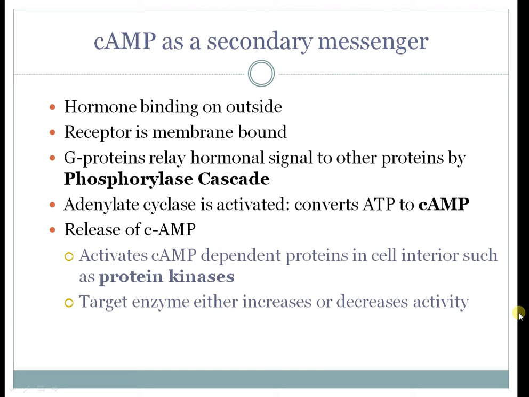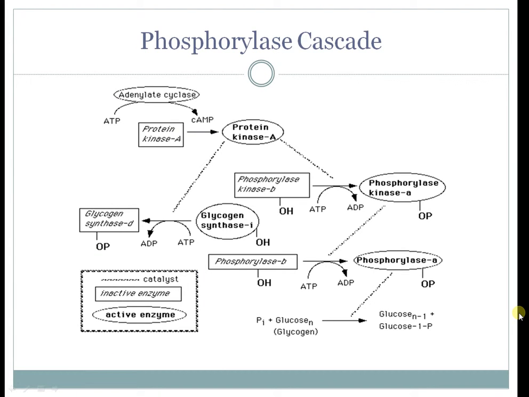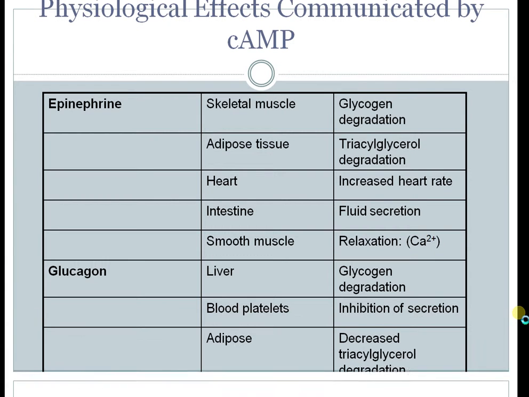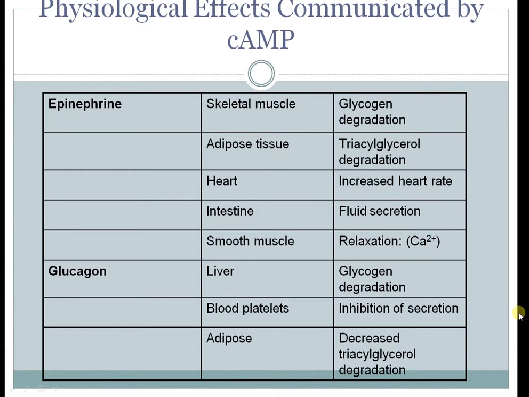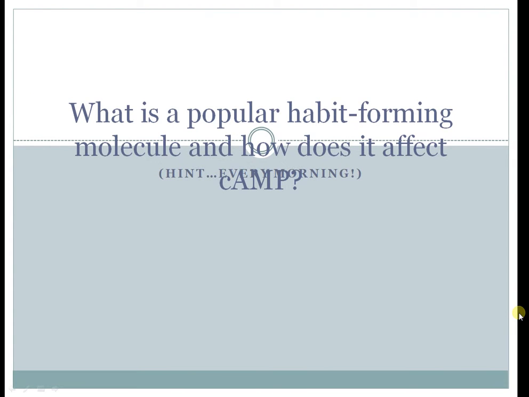The hormone binds on the outside, and the receptor is membrane bound. The G protein relays the hormone signal to other proteins through a phosphorylation cascade. Adenyl cyclase is activated, converting ATP to cyclic AMP. The released cyclic AMP activates cyclic AMP-dependent proteins in the cell interior, such as protein kinase, and target enzymes increase or decrease their activity. This is the phosphorylation cascade. Epinephrine and glucagon are communicated through cyclic AMP.